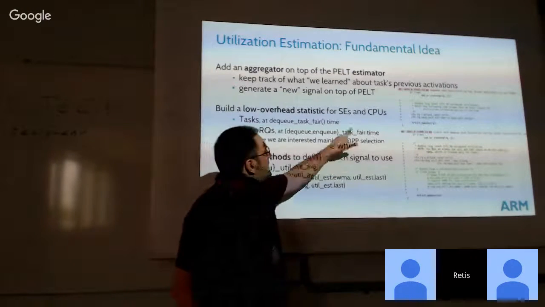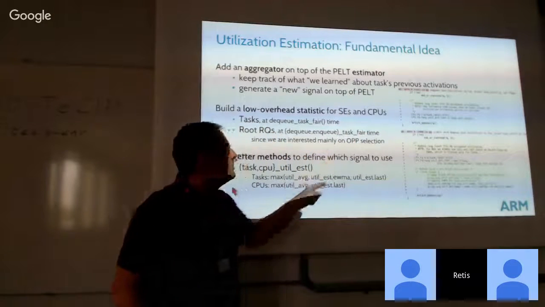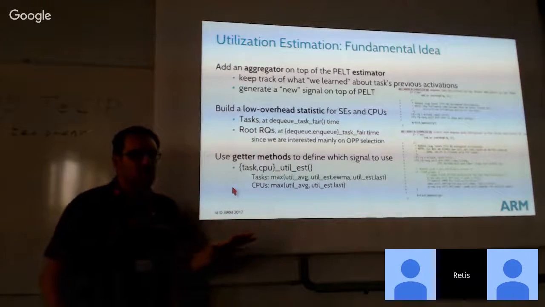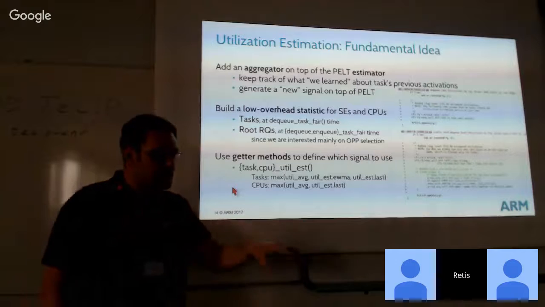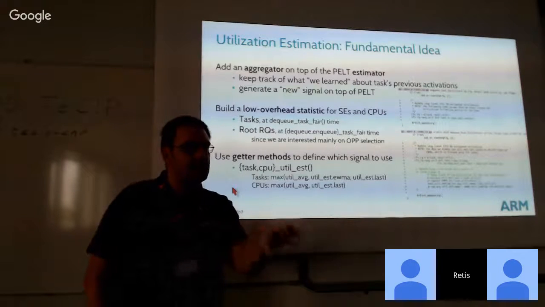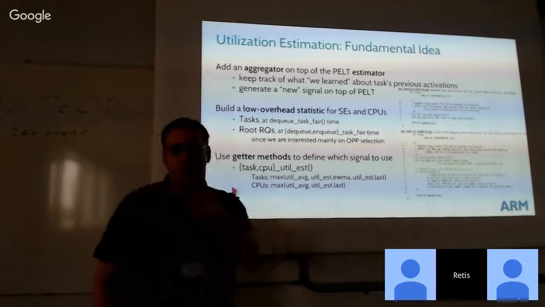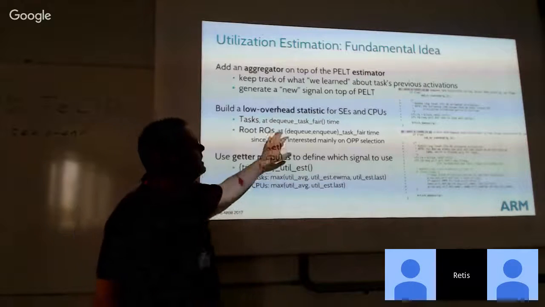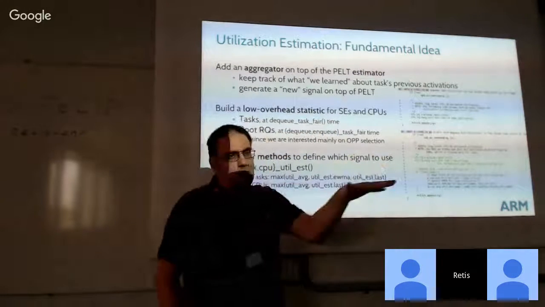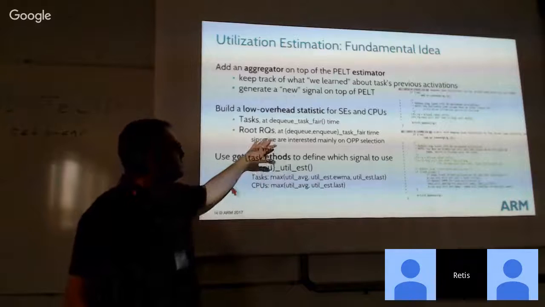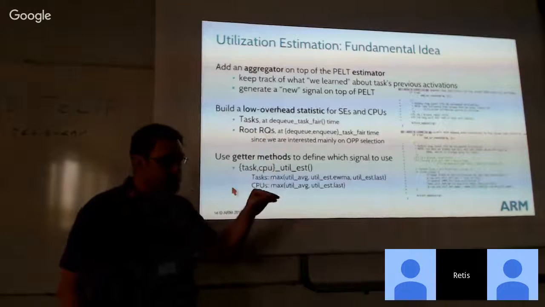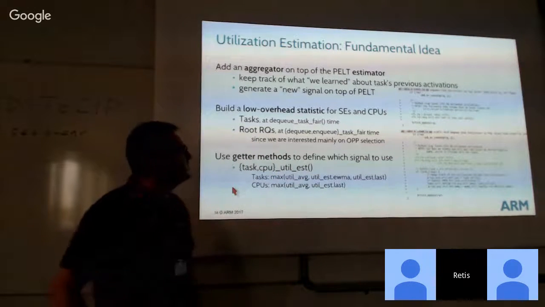So for task placement, we need basically to look at scheduling entities that are tasks. Okay, we don't care about task groups or whatever. There is a task, we need to know how big this task is because we have to allocate it on CPU 1 or CPU 2, right, little or big. For CPUs, we don't care about groups or whatever, we care about the top level run queue. And at this level, we want to aggregate information, right?